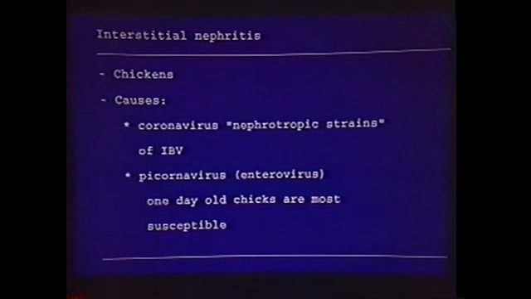Interstitial nephritis can be caused by coronavirus. We talked about that when I mentioned infectious bronchitis. I said some strains of infectious bronchitis coronavirus in chickens are nephrotropic. They'll cause damage in the kidneys. Another one is picornavirus, which is an enterovirus, causes interstitial nephritis in a similar way, mostly seen in day-old chicks.